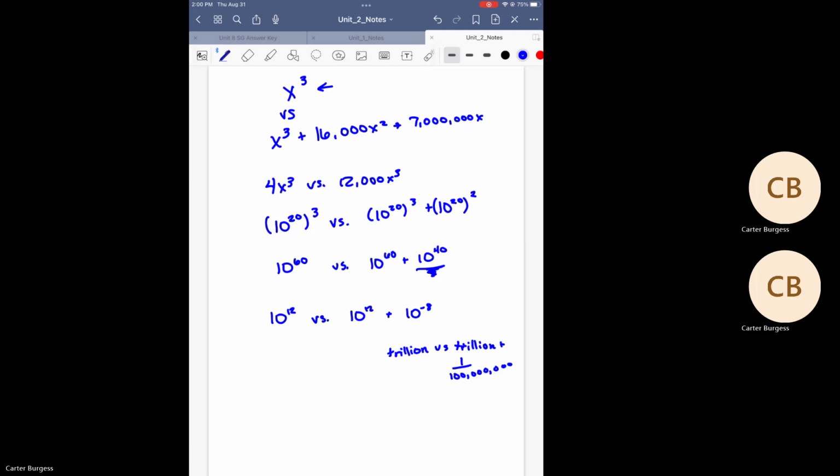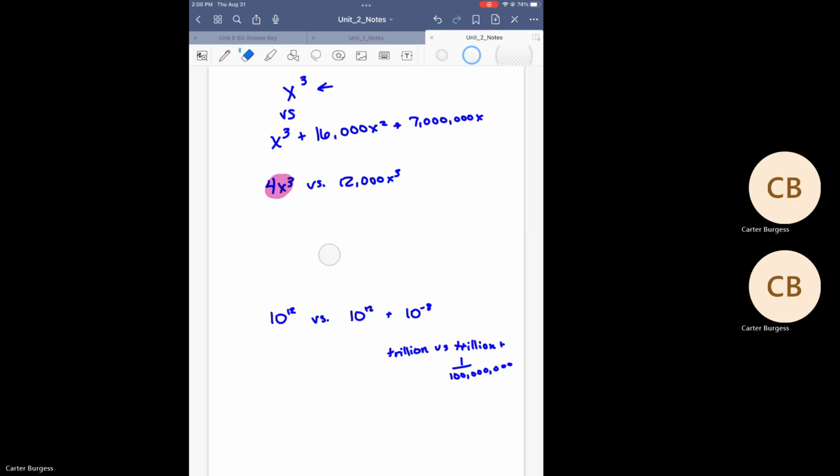Which is good news for us, because it means that if we want to understand the general shape or the end behavior of our function, the only thing we need to care about is what's going on out in front. The only thing that matters is, in this case, x cubed. Or the 4x cubed is the only thing that matters.